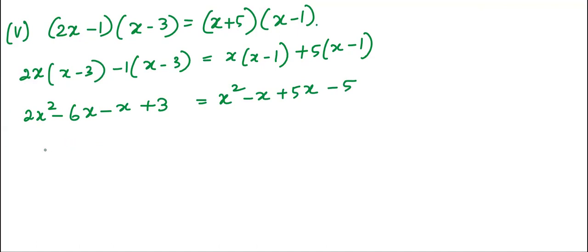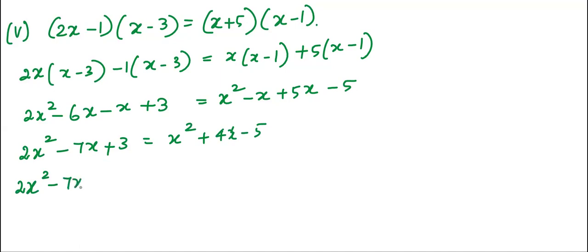Okay, now let's combine everything now. So this is 2x square minus 6x minus x will become minus 7x plus 3 is equal to, so x square minus x and plus 5x will become plus 4x minus 5. Bring everything to one side. So 2x square minus 7x plus 3, then minus x square minus 4x minus 5 equals 0.